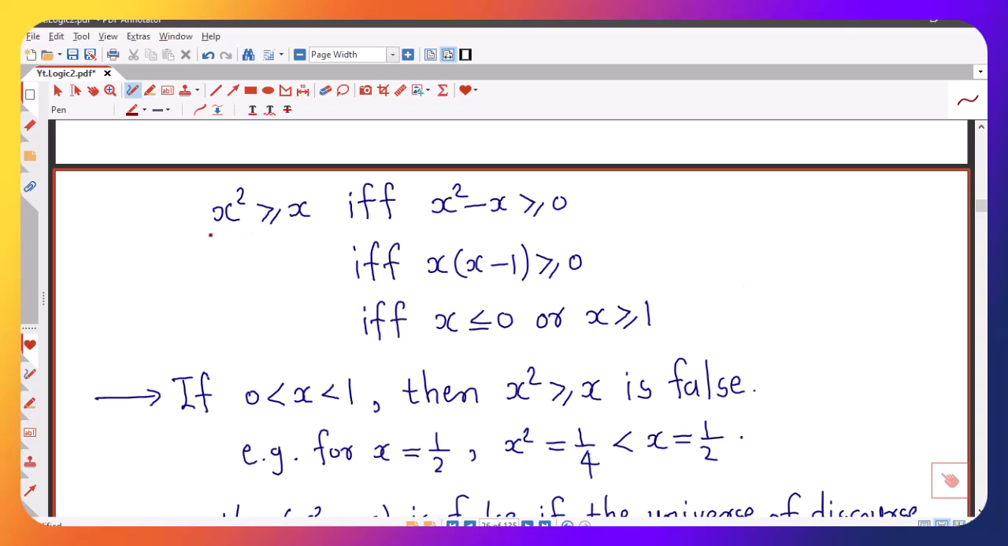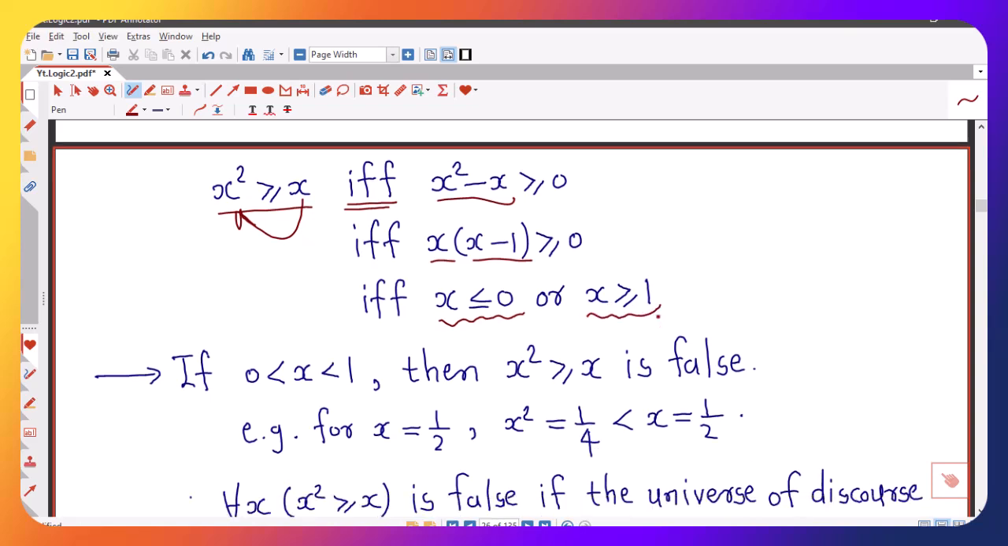That x square is greater than or equal to x if and only if x square minus x is greater than or equal to 0, if and only if x times (x minus 1) is greater than or equal to 0, and if and only if x is less than or equal to 0 or x is greater than or equal to 1. That means if x lies between 0 and 1, then this is false.